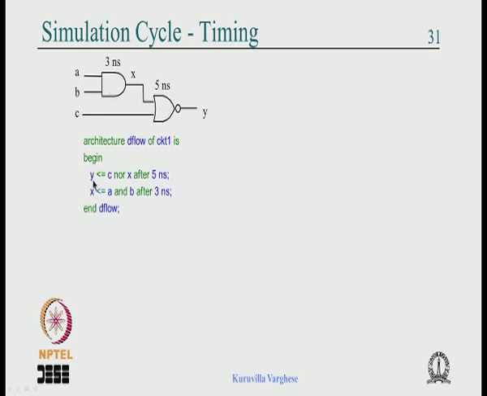Say Y gets C NOR X after 5 nanosecond, that is this one, and this is the way to add a delay, to model the delay in VHDL only for simulation. Just like if you write a statement like after 5 nanosecond, definitely you are not going to get a NOR gate with 5 nanosecond delay.